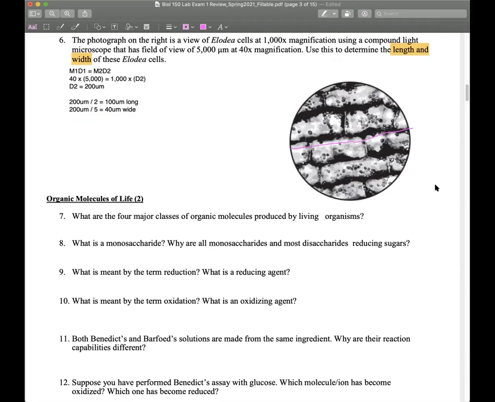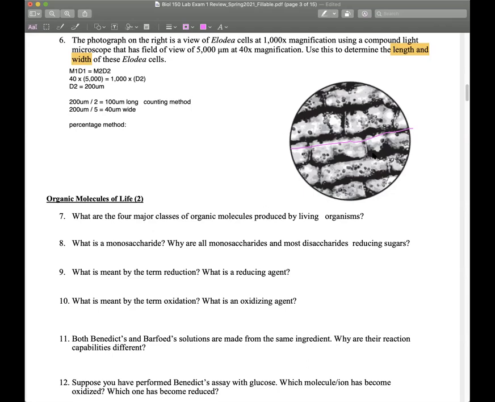So what we just used was the counting method of estimating lengths. What was that other method for estimating the size of things under the microscope? Like percentage? Exactly. Yeah, there's also the percentage method, which in certain circumstances is more convenient to use than the counting method.